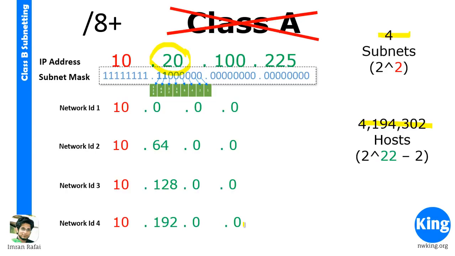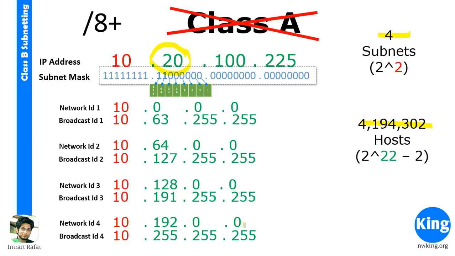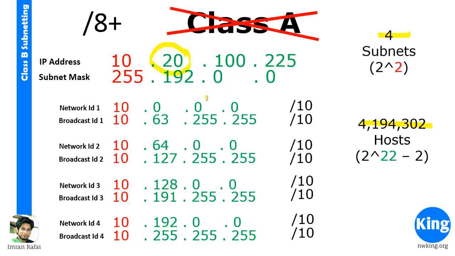So it is 10.63.255.255. Broadcast ID 2 is 10.127.255.255. Broadcast ID 3 is 10.191.255.255. Broadcast ID 4, which is the last broadcast ID, is nothing but 10.255.255.255. Because of the changes that happened, the new subnet mask is 255.192.0.0, and because of the change, it is /10 now.